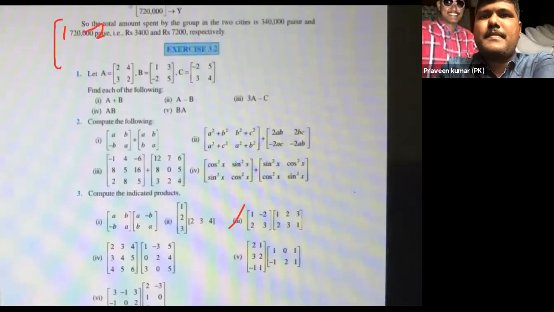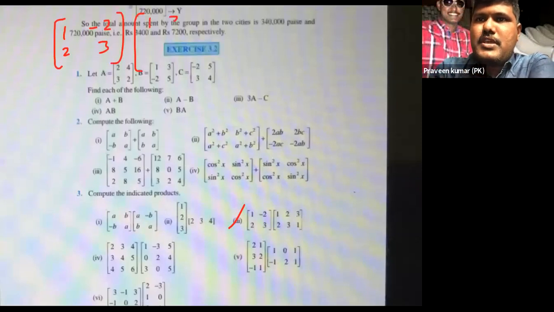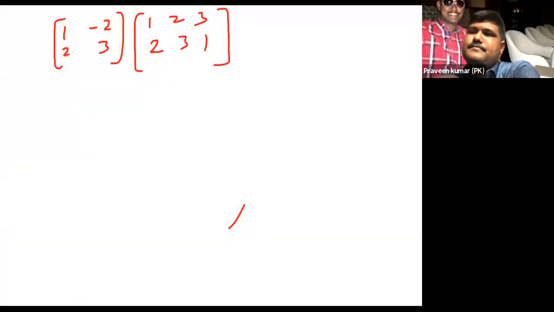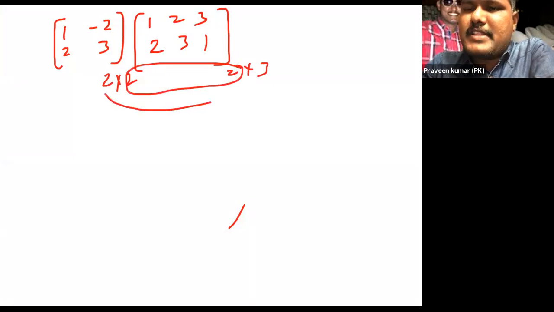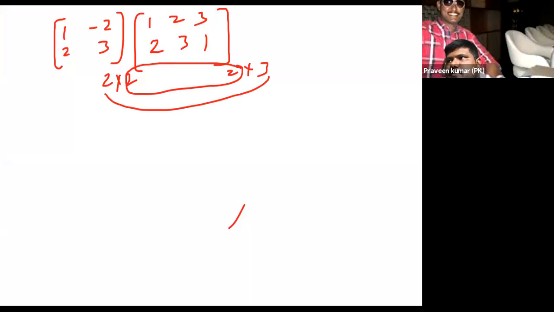1 −2, 2, 3 into 1, 2, 3, 2, 3, 1. What is all this? Dear student, this is a 2 by 2 matrix. This is a 2 by 3 matrix. If you multiply, what is the resultant matrix order? 2 by 3. Okay. Can you try multiplication, everyone? Yes.